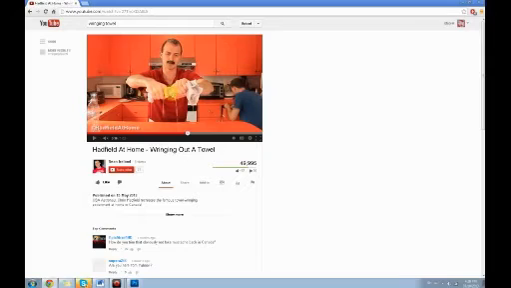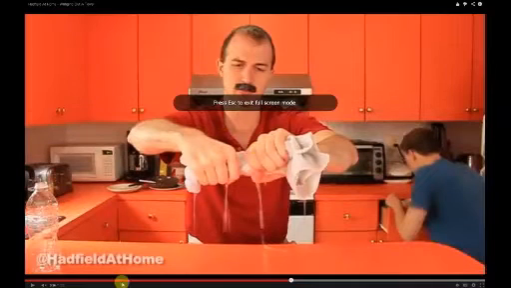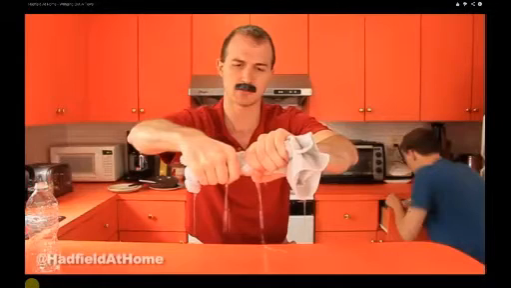This is the tenseness that I want to see when you draw muscles wrapped around bone. This is what I want to see, the way he's wrapping it around the bone. This is how muscles work.